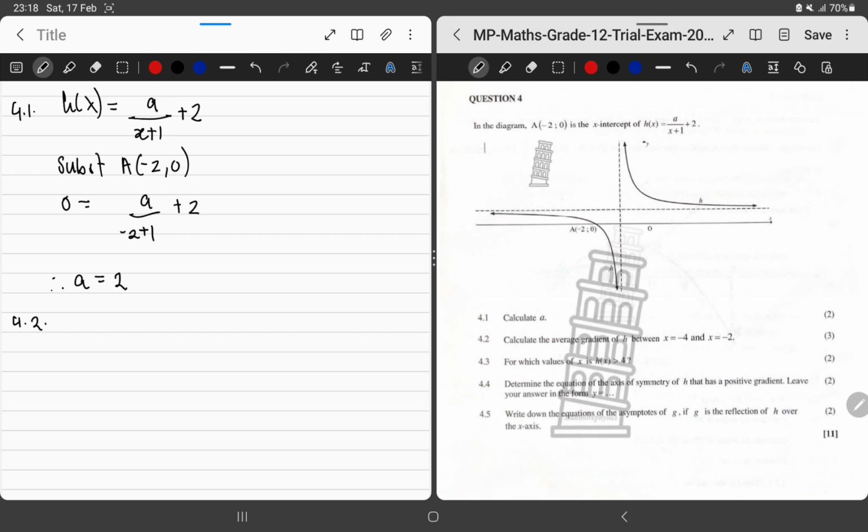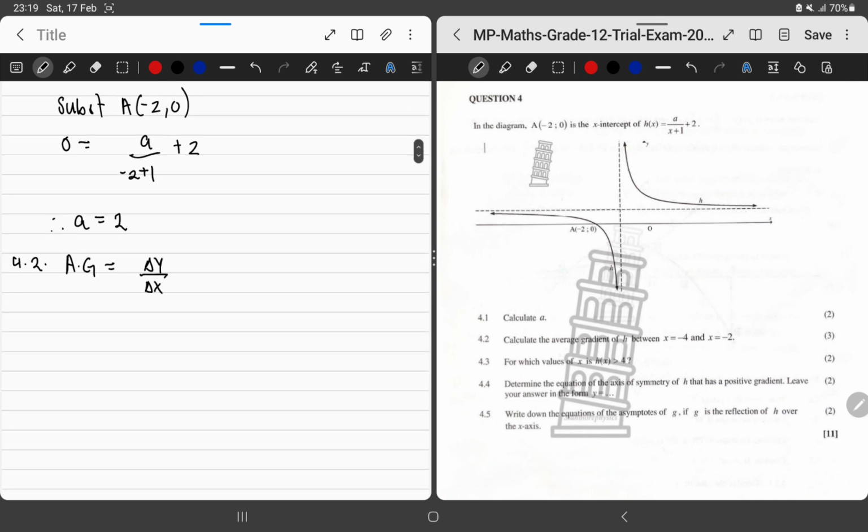4.2. Calculate the average gradient of h between x equals -4 and x equals -2. In order to calculate the average gradient, we need to find the change in y over the change in x. So this means that we need 2 points. We need the value of x and y for both points. We currently have the x values for both points, so what we need to find now is the corresponding y values.